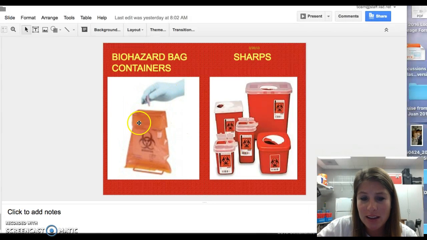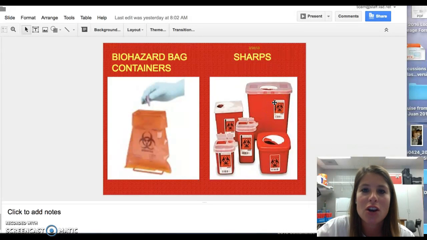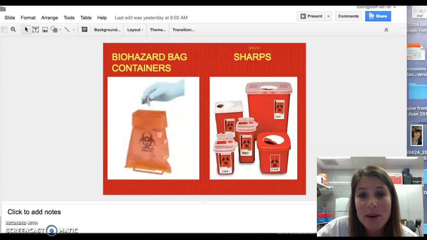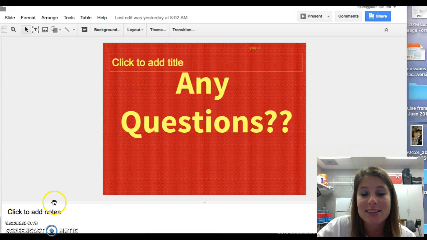This is a biohazard bag that we would put our gauze in. And these are what we call a sharps container, okay? They're hard plastic, and that's where we put our syringes, our needles, our scalpels, anything like that, okay? And that's our primary first aid, all right? Let me know if you guys have any questions.